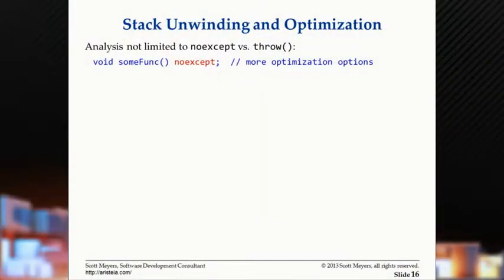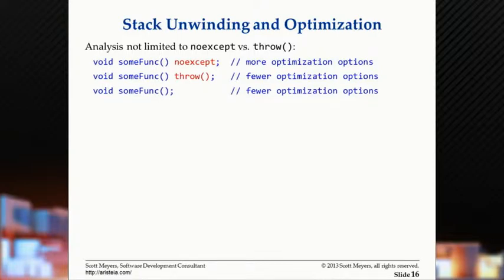And in fact, you can push this a little bit further. If I say noexcept, then there are more optimization opportunities. If I say throw with an empty specification, there are fewer optimization opportunities. And if I don't have an exception specification at all, then there are fewer optimization opportunities still. So I'm encouraging you to use noexcept when it makes sense, and we'll talk more about that, simply because it allows compilers to generate better code, which was not something we could really say with empty exception specifications.